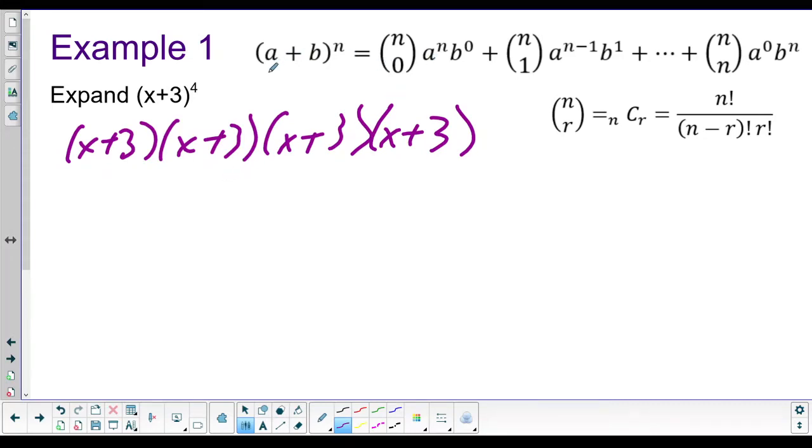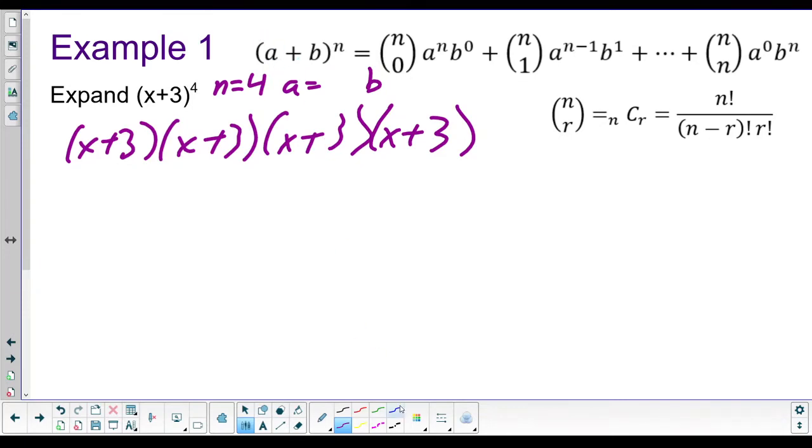So we're going to use this sweet formula to figure out what this is. What you need to do first is figure out what is n, what is a, and what is b. So n is our exponent. Okay, that's 4.